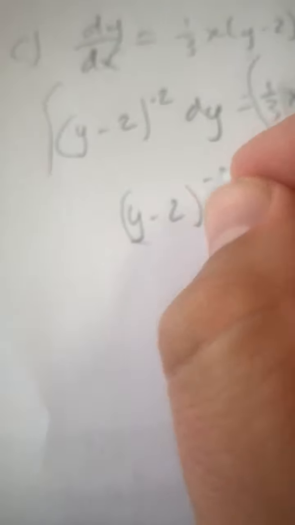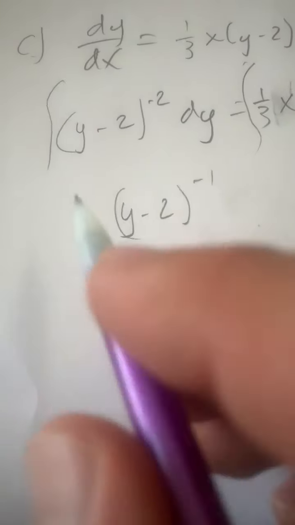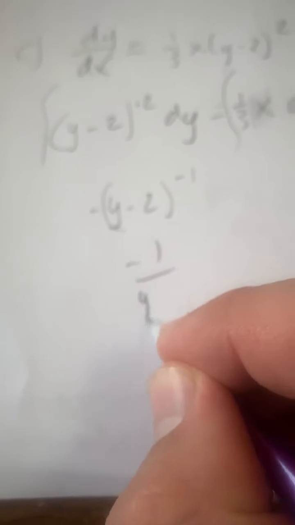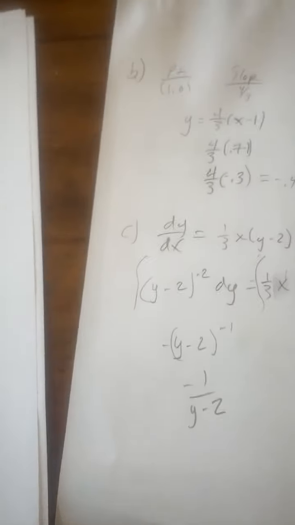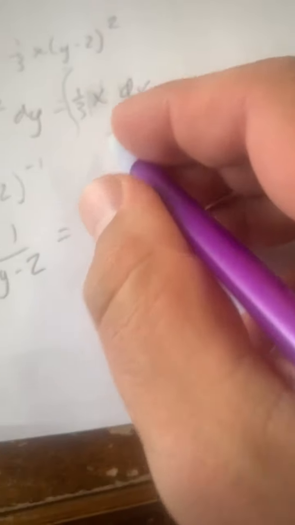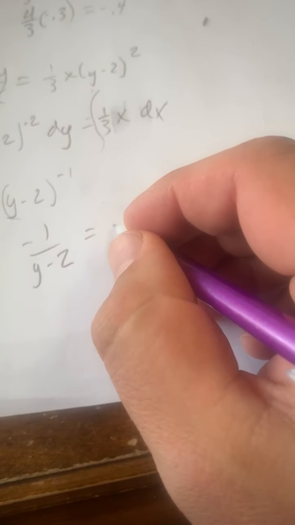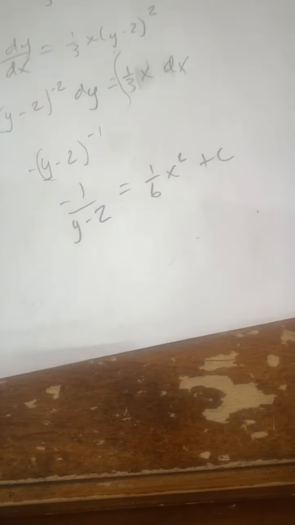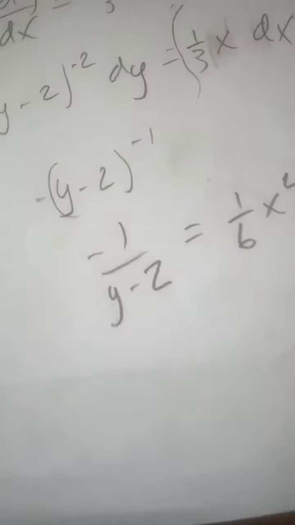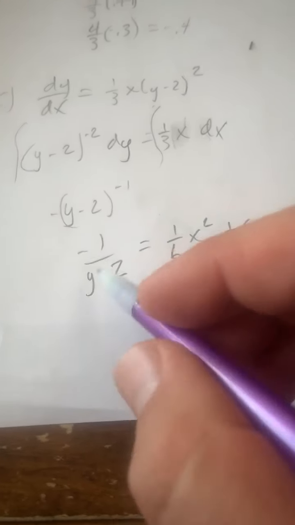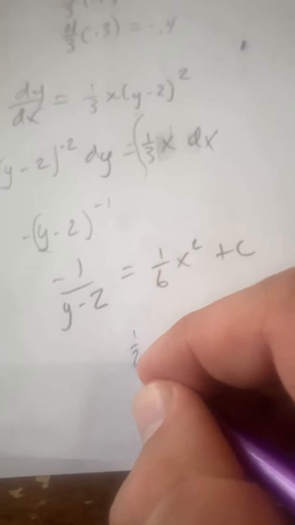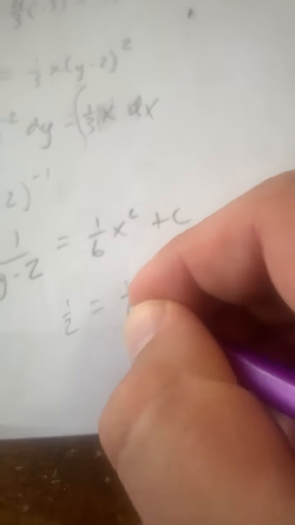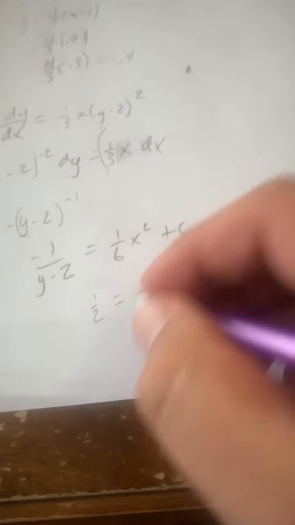So I integrate here. This would be (y minus 2) to the negative 1, except that would become negative, so I'll think of this as negative 1 over (y minus 2). On the right side, x squared will give me 2, so I want to turn a 2 into a 1/3, so I'll get 1/6 x squared plus c. At some point, I want to find the c value. You've got the point (1, 0). So if I plug in a 1 over here and a 0 over here, I get 1/2 equals 1/6 plus c. Subtract that, so 3/6 minus 1/6, 2/6, 1/3.